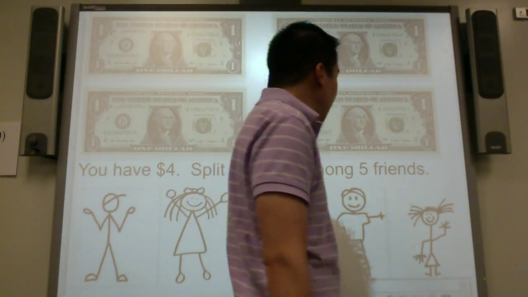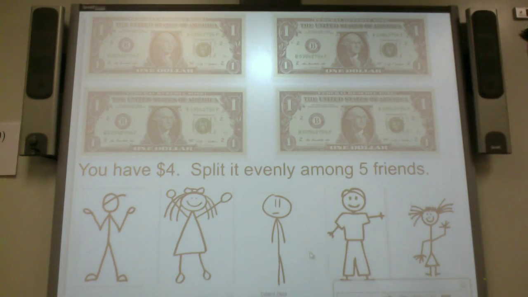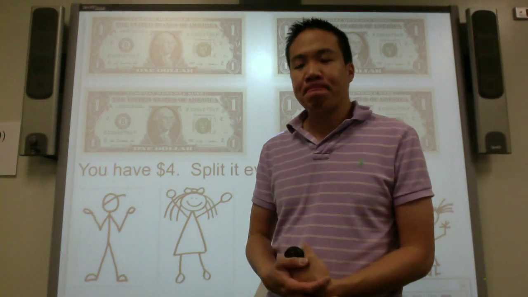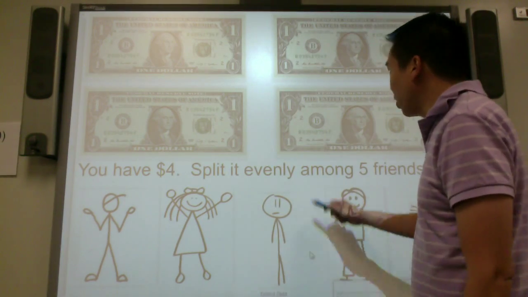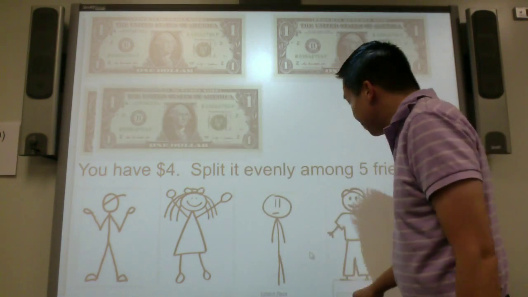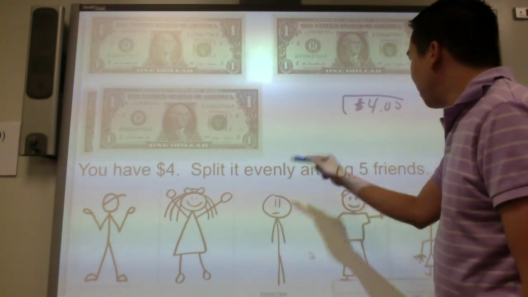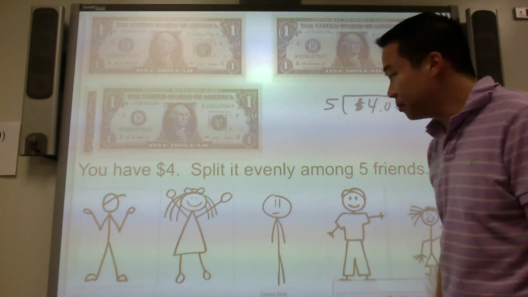I would like you to split it evenly among these 5 friends. How much money would each person get? If I have $4, and I'm going to divide it evenly among 5 people.